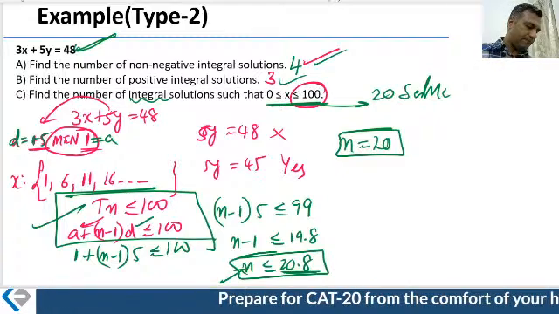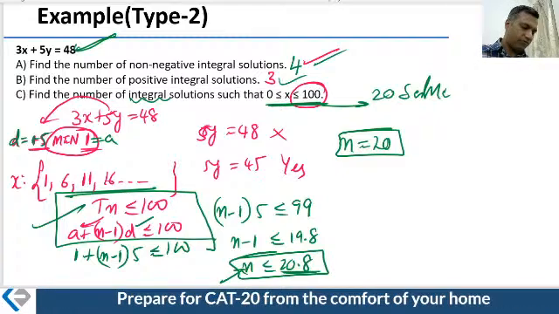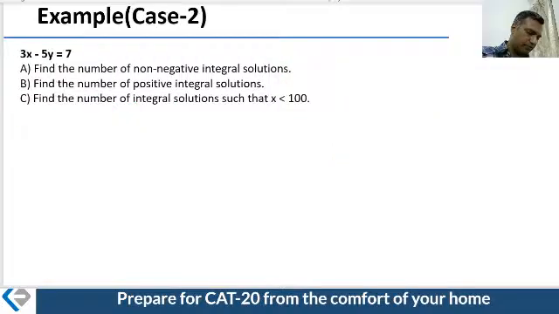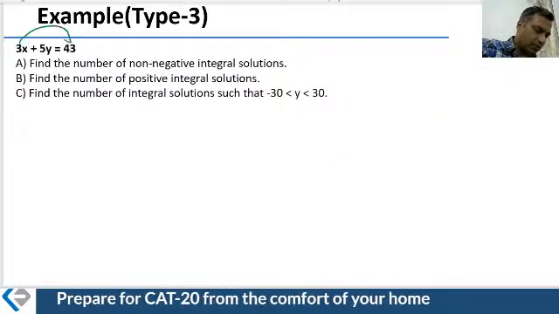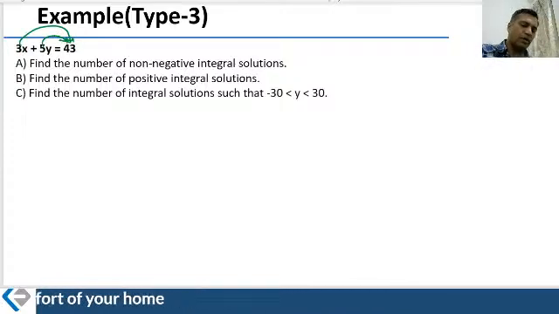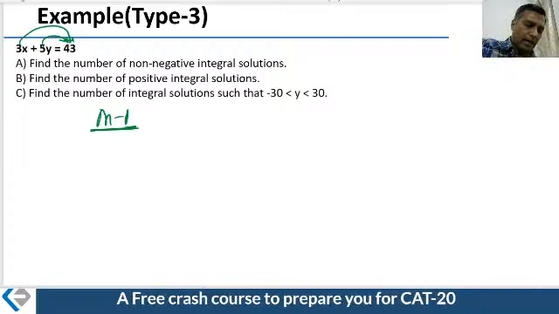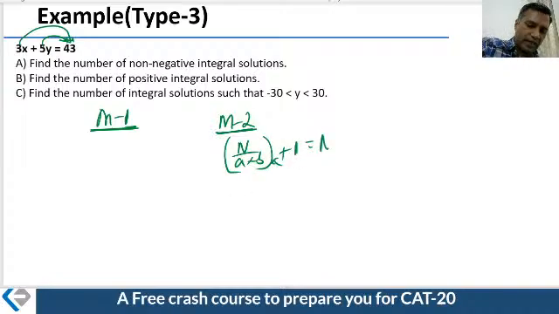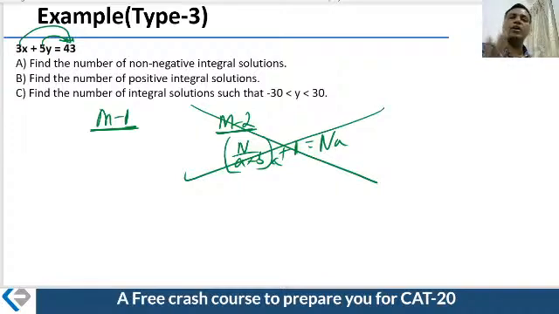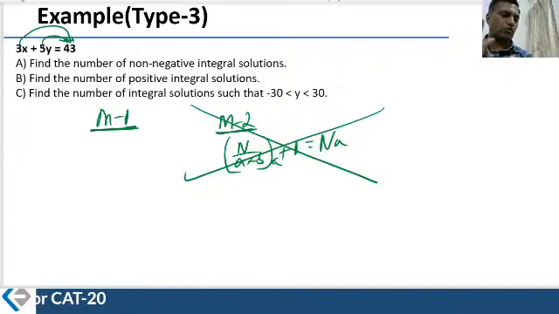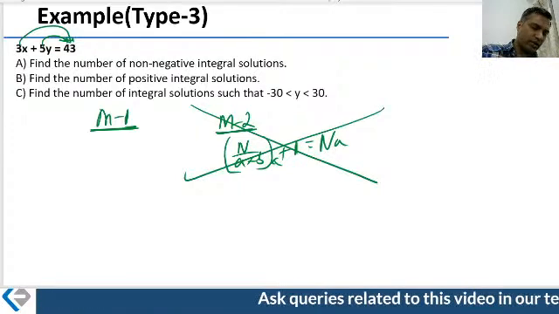Now, what about the type 3? In type 3, neither 3 divides this particular number, nor 5 divides this particular number. Therefore, only method 1 works. Therefore, you should strictly apply method 1. Method 2 may give the right result. What is method 2? Method 2 is nothing but n divided by a into b, the quotient plus 1, gives the number of non-negative integral solutions. It may work, it may not work in this particular case.